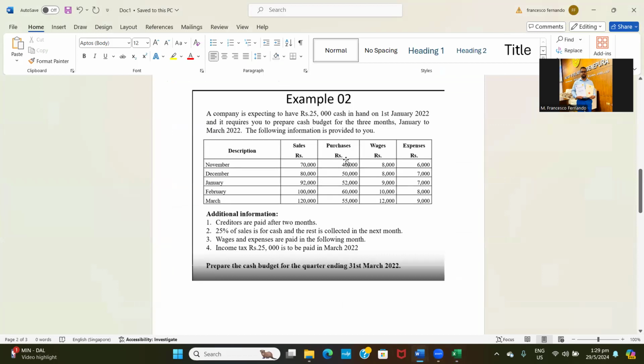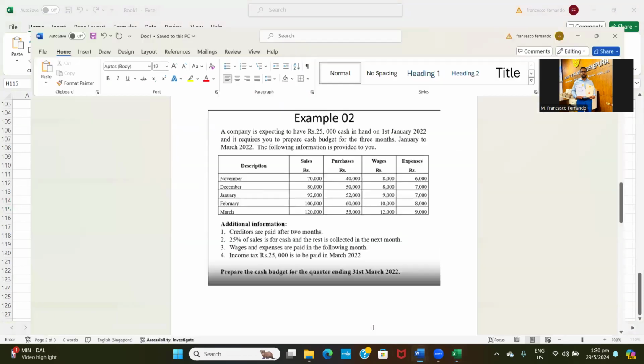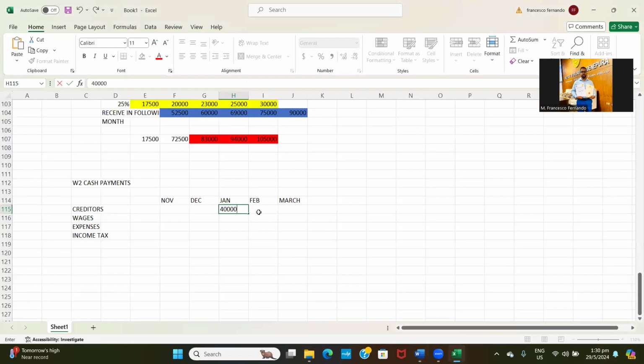So purchase means it's creditor, right? Normally debtors occur with sale and creditors occur with purchase. So here we have to assume all purchases are on credit basis. So this 40,000 in November will be paid after 2 months. So November, December, January. So we will pay this in January, 40,000. Then the next value, this 50,000 in December will be paid after 2 months. It means January, February. So the 50,000 will be paid in February.